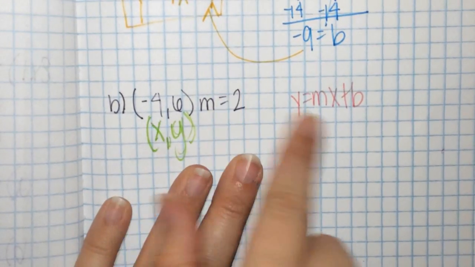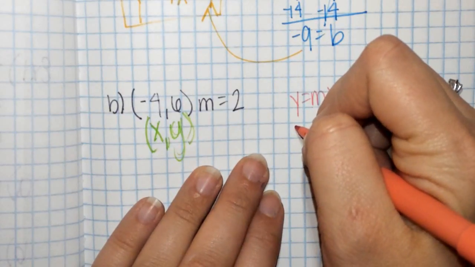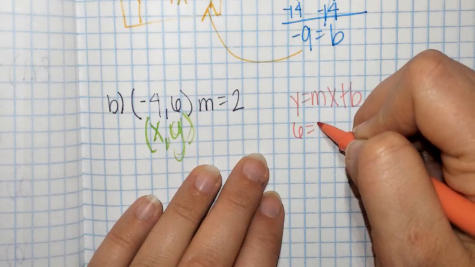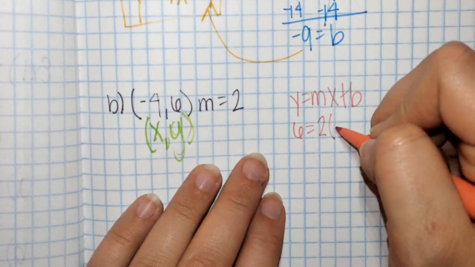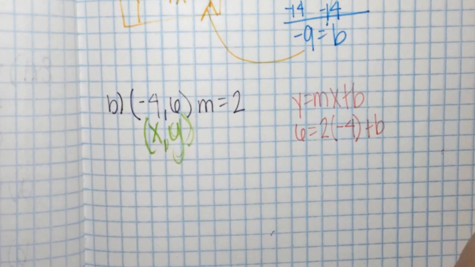Now, we're plugging all of this in over here. So what does y equal? 6. Okay, what does m equal? No, 2. What does x equal? -4. Okay. And then plus b. Is everybody with me? Yeah. Are we sure? Yeah.